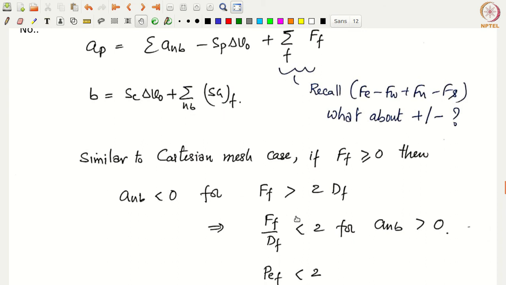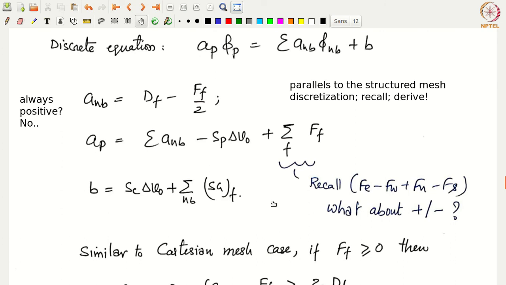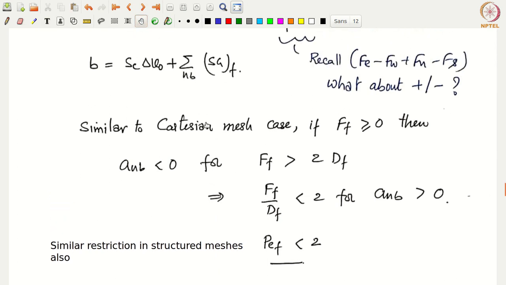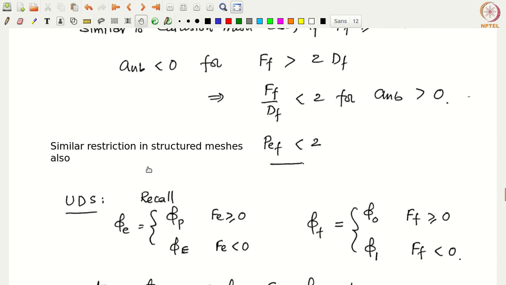That means we have to choose ff such that ff by df should always be less than or equal to 2, right? Only then your A and B's will be positive. That means we again come back to the same condition, that the cell Peclet number has to be less than 2. We had a similar restriction in structured meshes also, right? So the same restriction comes back to us even in the context of unstructured non-orthogonal meshes. Okay, so that is exactly how you go about implementing the central difference scheme on these unstructured meshes.